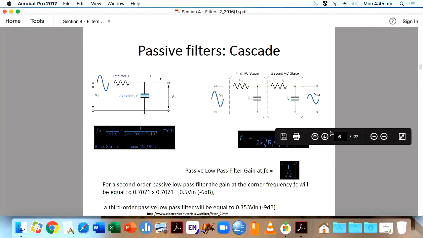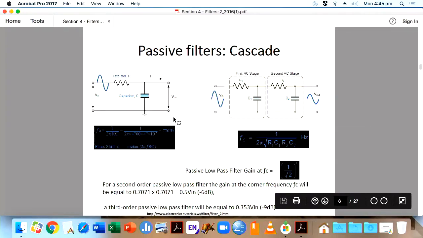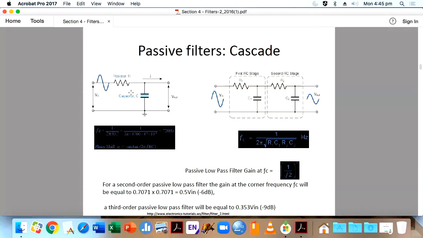Then passive filters. When you are using only one resistor and one capacitor, that is called a first order filter. If you are using a first order filter, your filtering may not be that good. Then you can use 2 stages if you want very good filtering. This is called a second order filter. You are using 2 capacitors, so it's called second order.